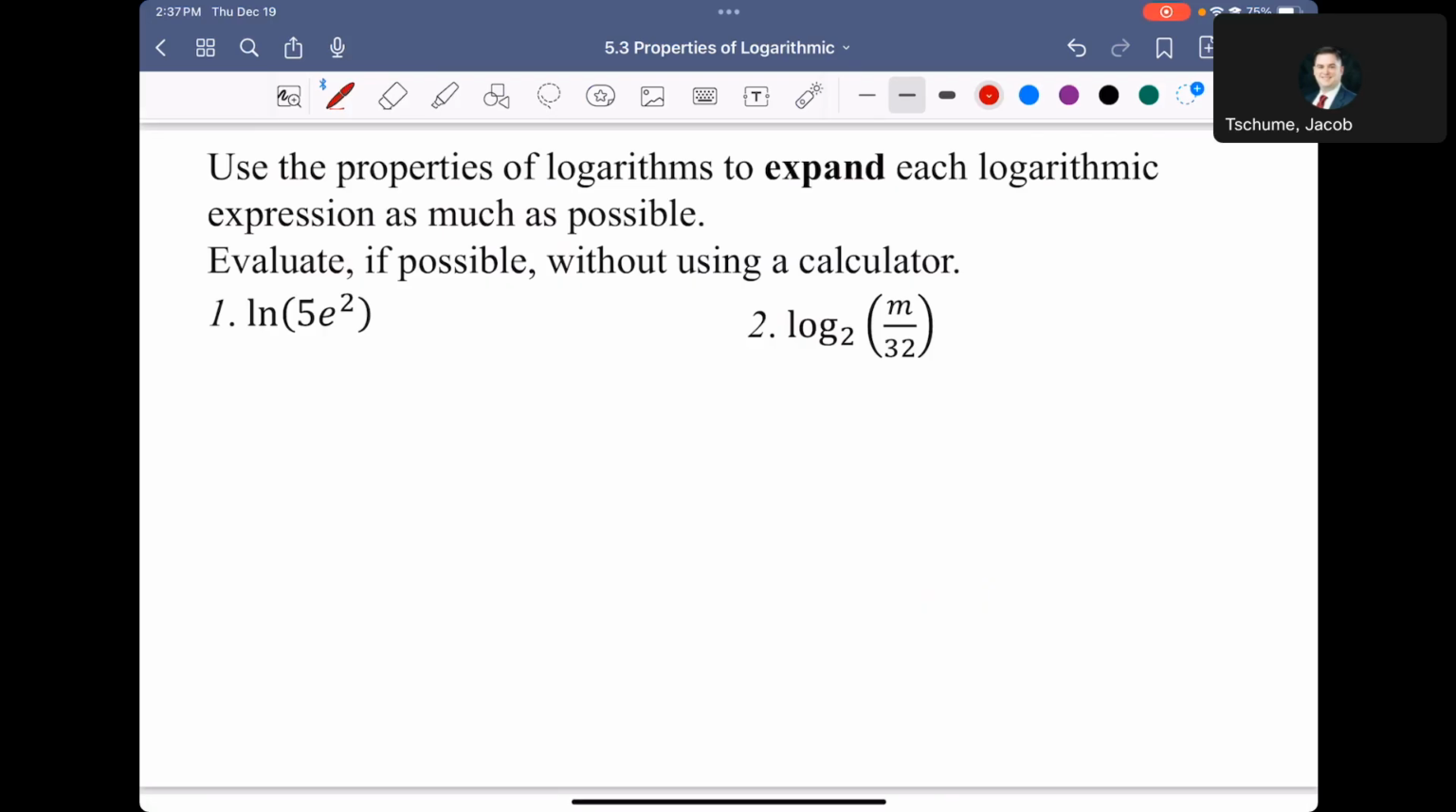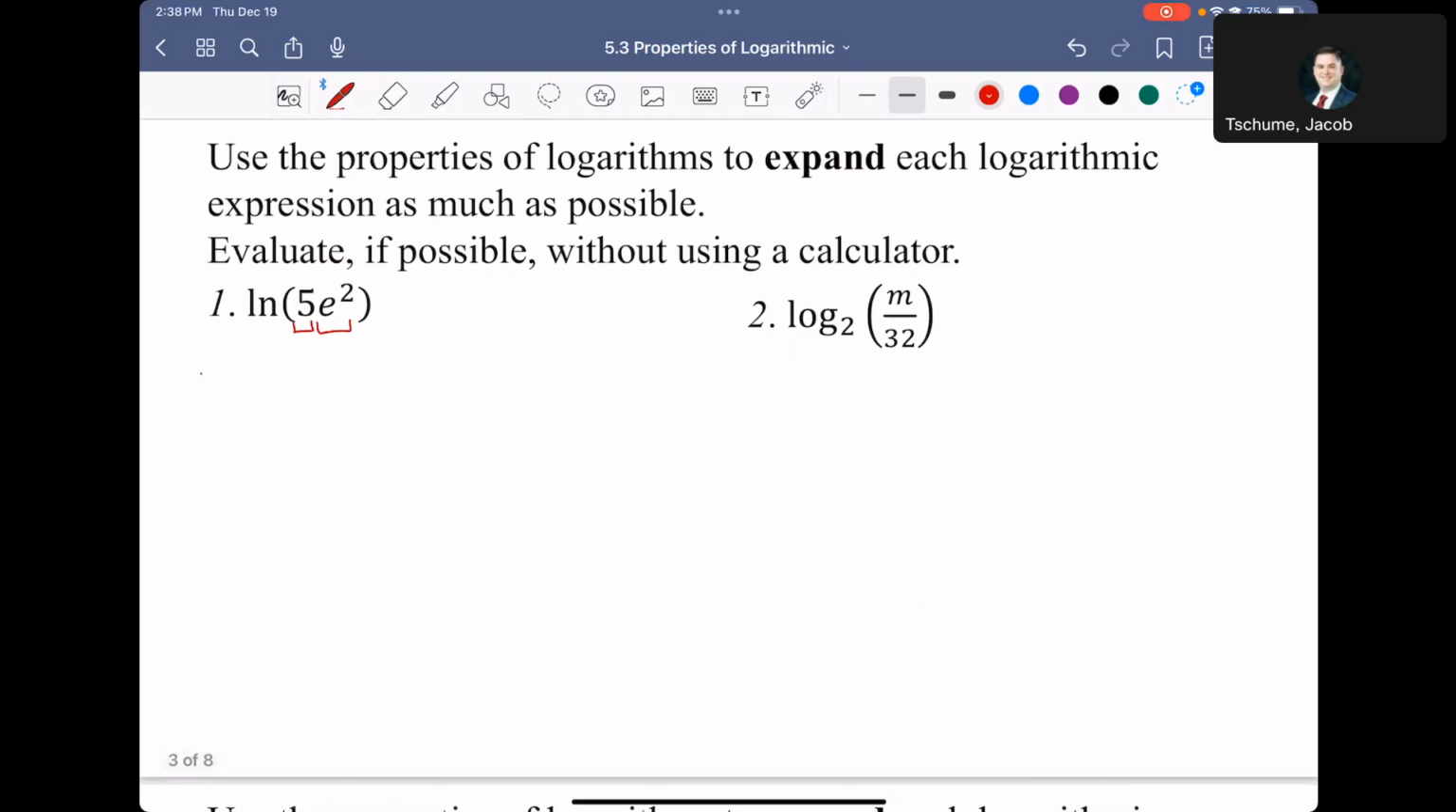So for example, on number 1, you have the natural log of 5e squared. Now, from the properties that I've just discussed today, what I notice is that inside of our natural log, which is a logarithm, you have two things being multiplied together. So if you're trying to expand this, the product rule of logarithms says multiplication can be broken up into addition. So I can rewrite this as the natural log of the first term, which is 5, plus the natural log of the second term, which is e squared.